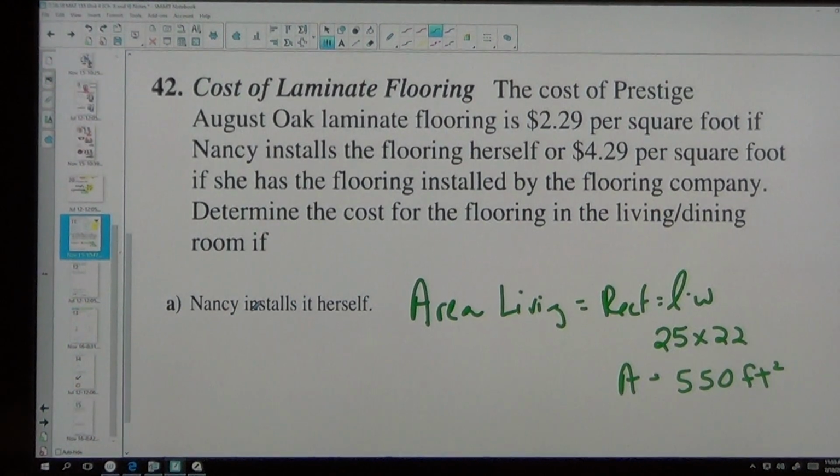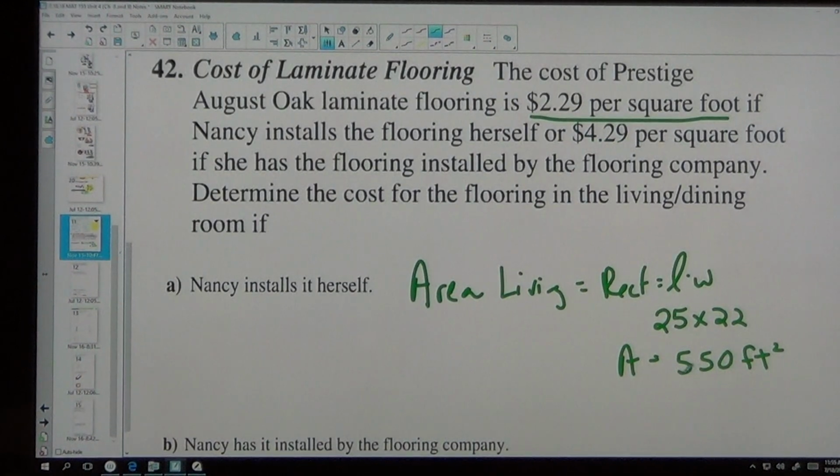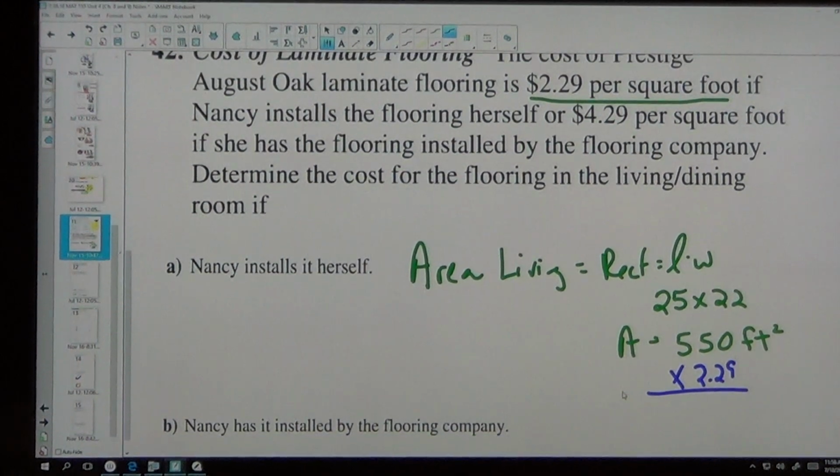Now, if Nancy installs it herself, how much is it going to cost? $2.29 for her to do it. So what do I need to do with that number? For every foot, you multiply. We're going to multiply that by 2.29. So 550 times 2.29.